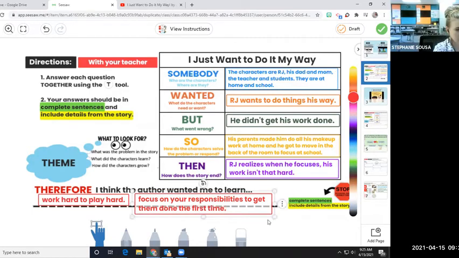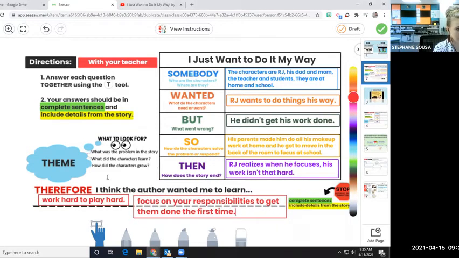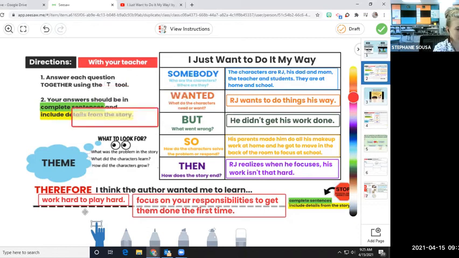That's one of the things I always tell kids in my class. This work is not going to go away. Whether you do it or not, it is still there. It is still an expectation. So we might as well get it done the first time. Terrence, what other theme might we learn from this text?